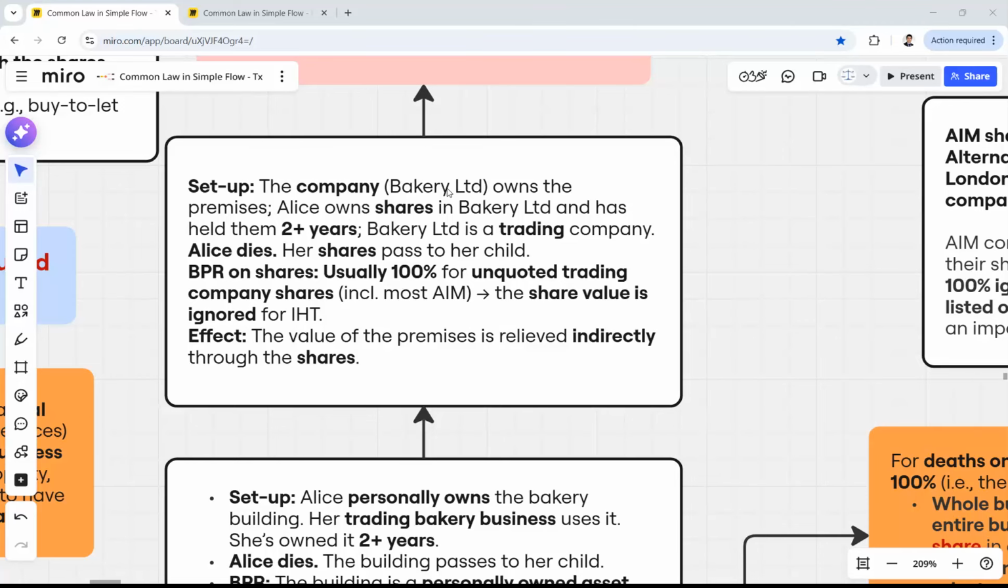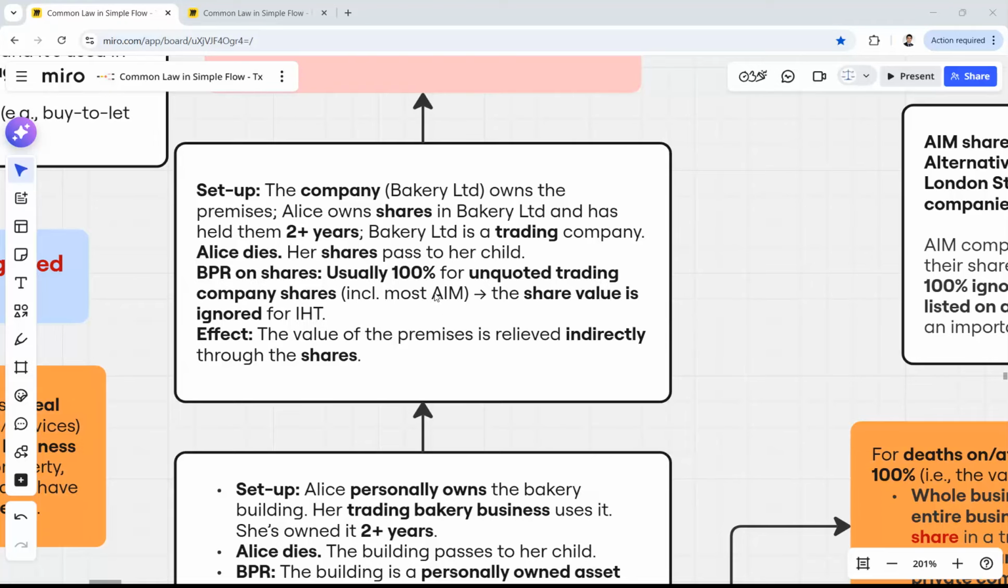Another setup. The company Bakery Ltd owns the premises. Alice owns shares in Bakery Ltd and has held them 2+ years. Bakery Ltd is a trading company. Alice dies. Her shares pass to her child. BPR on shares is usually 100% for unquoted trading company shares, including most AIM. But this will be an exception from April 2026.